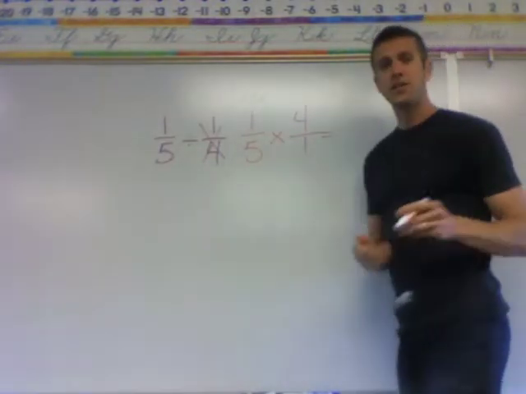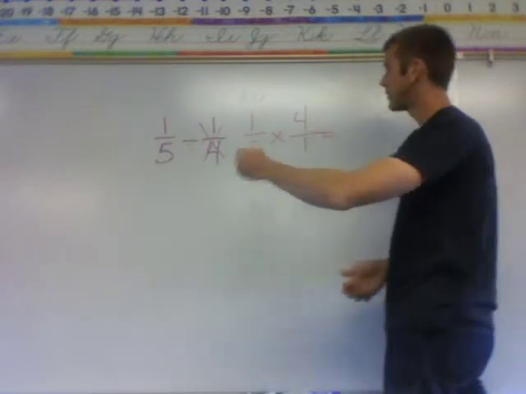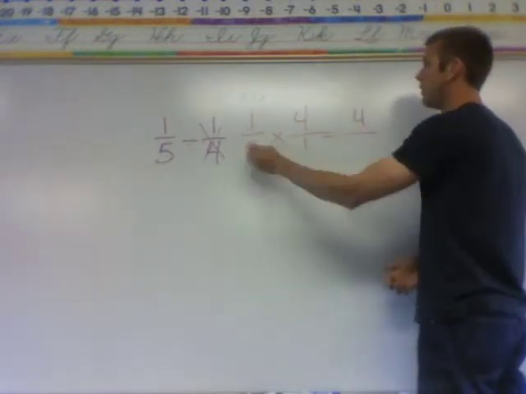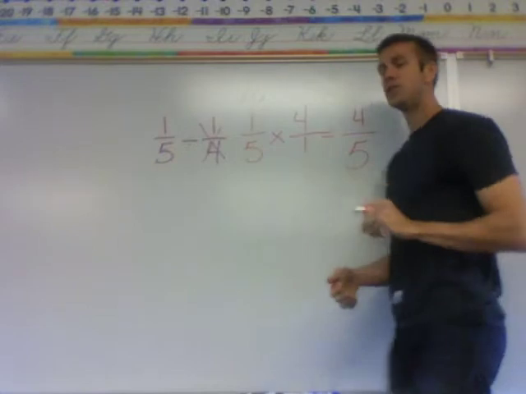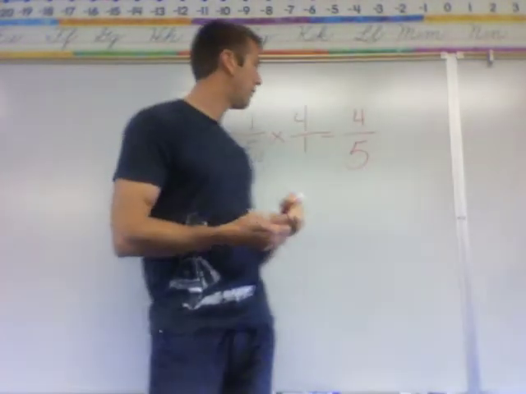With multiplication, it's really easy, right? You multiply straight across. 1 times 4 is 4. 5 times 1 is 5. So your answer is 5/4.